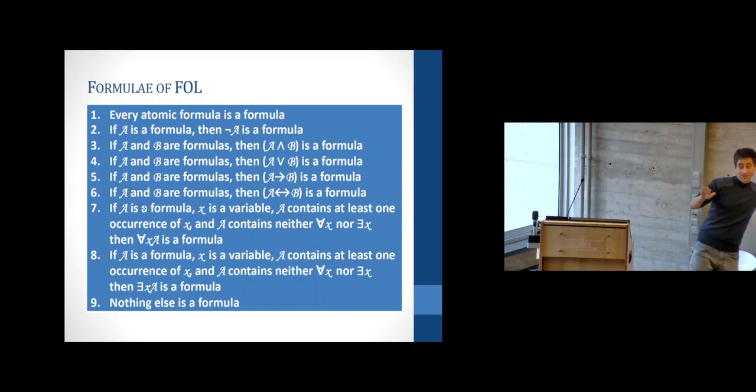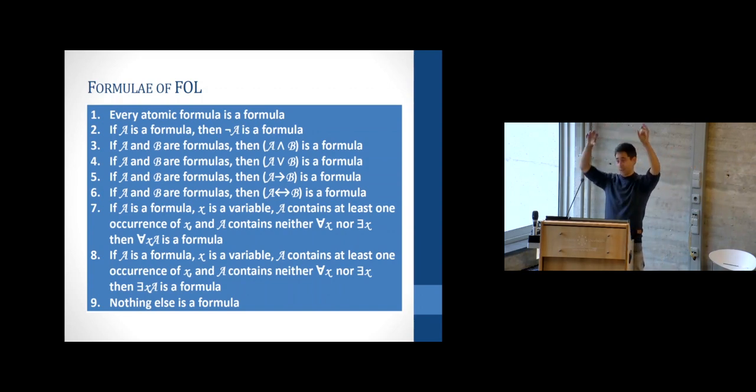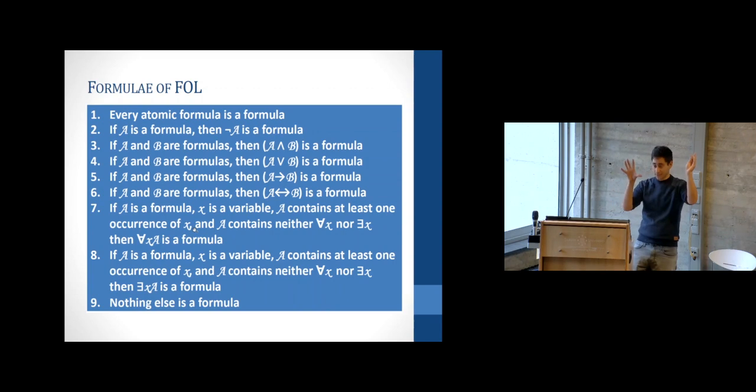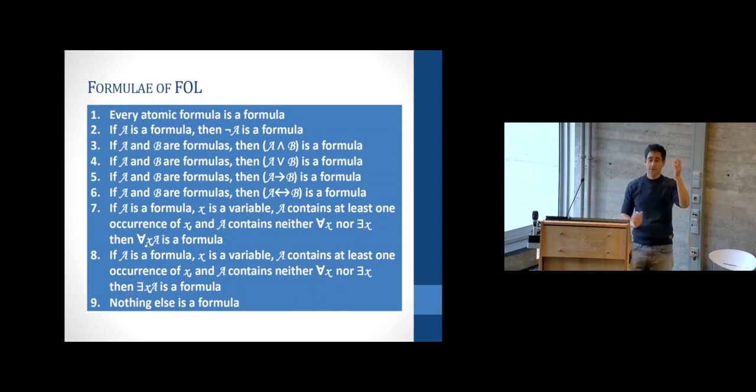This is the easy part because this is the same as propositional logic up to now, right? Also in propositional logic, you only combine atomics. You combine the connective with atomic propositions, okay? But we also have quantifiers, and the quantifiers are the hard part in terms of definition. Say, if A is some formula, X is a variable, A contains at least one occurrence of X, so this variable is in A, and A contains neither a universal quantifier nor an existential quantifier, then I can put a universal quantifier with X in front of my formula. Okay? Example.